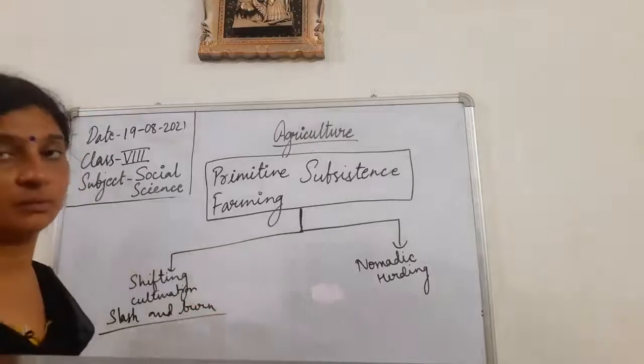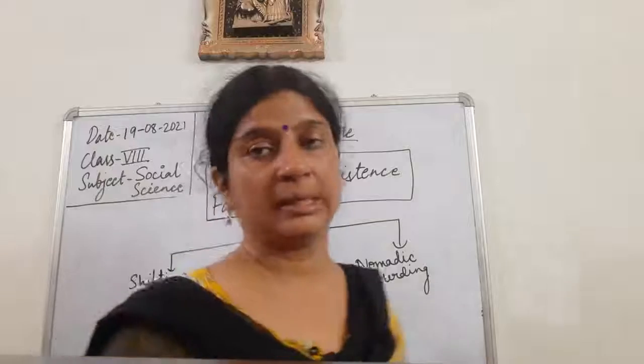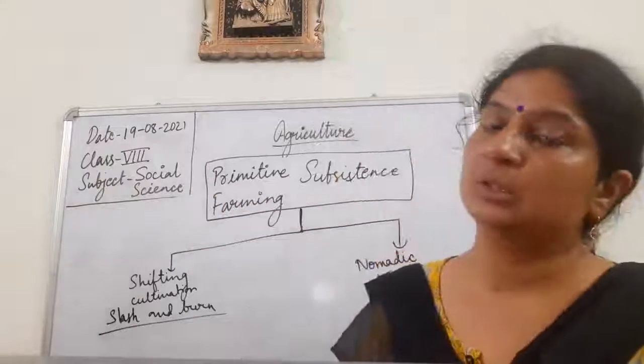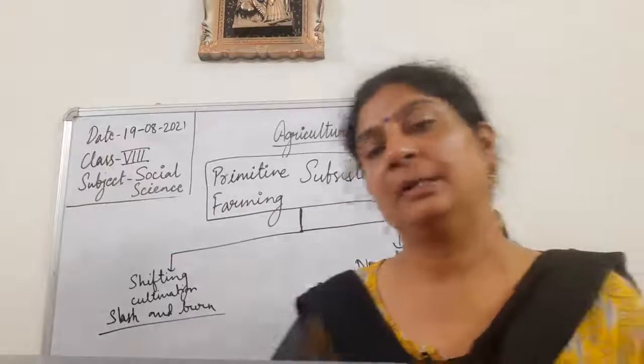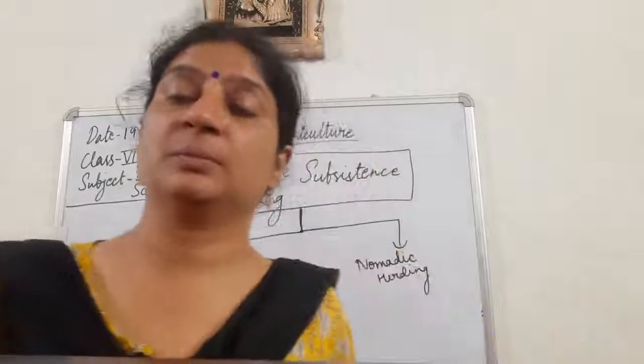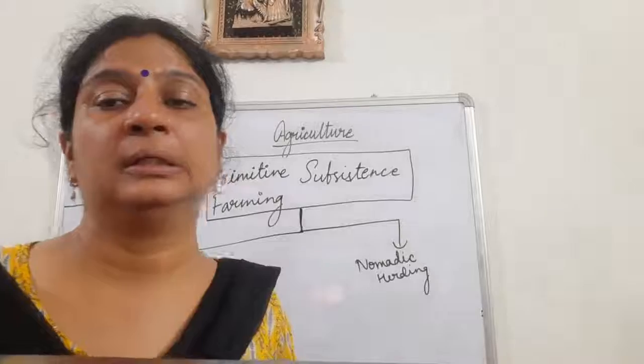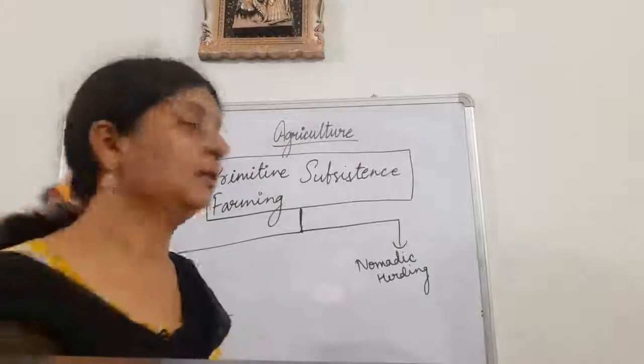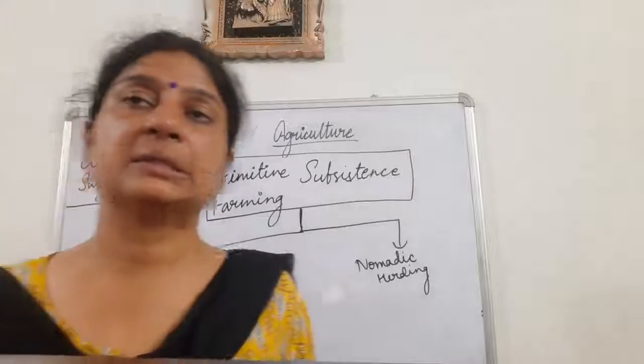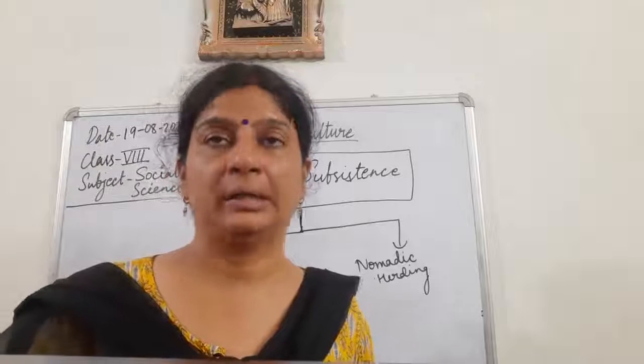क्योंकि स्लैश करके, काट करके जलाया जाता है, यही दिस इज द प्रोसेस. So it is known as slash and burn process also. Okay, and now we see the next one, that is nomadic herding. Nomadic herding, herding means क्या होता है, animals की rearing करना.